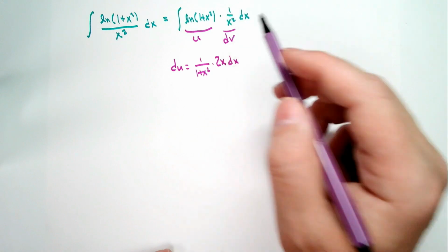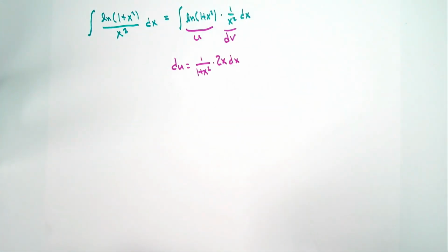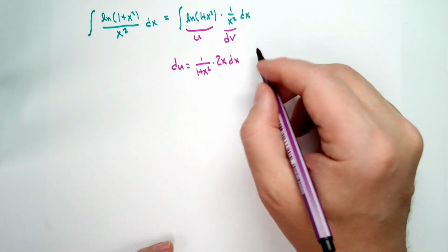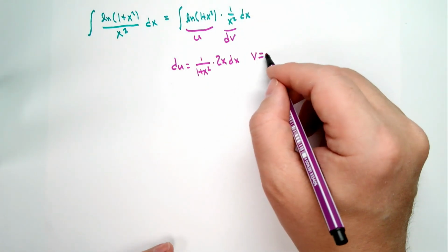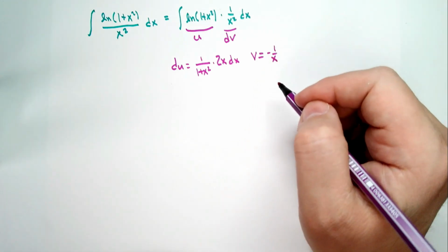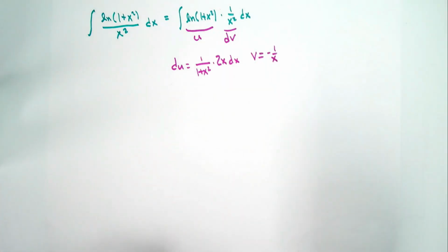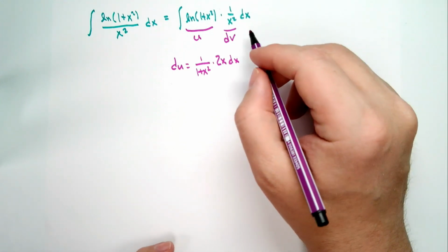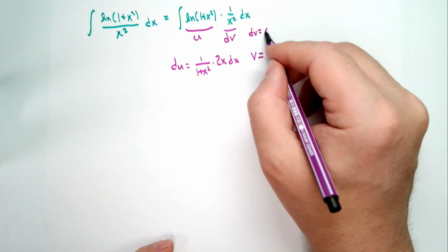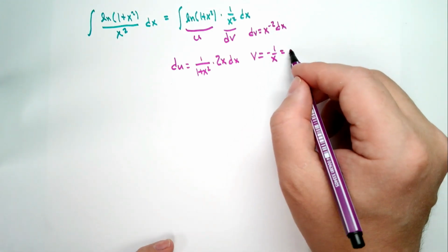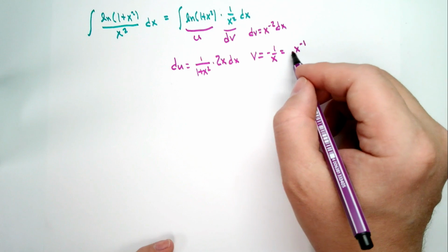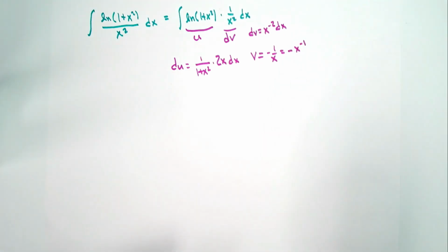Antiderivative of 1 over x squared, well, that's like x to the minus 2. So the antiderivative will be x to the minus 1 divided by minus 1, which is minus 1 over x. Again, if you're not quite seeing that, what you have is that dv is x to the minus 2 dx, and so v is x to the minus 1, and then you divide by minus 1, which means you put a negative in front.